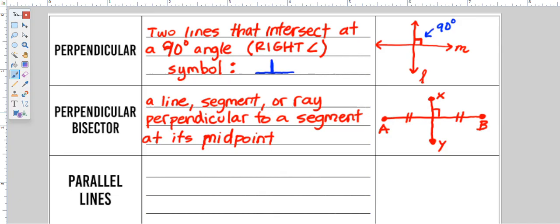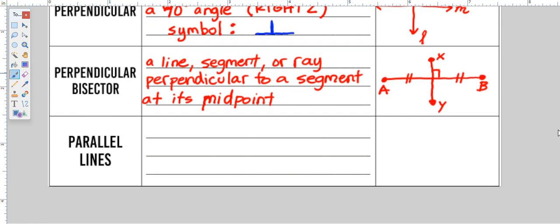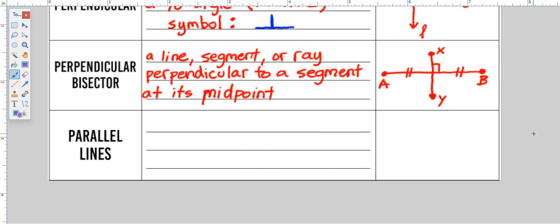Another way, in terms of intersections, is parallel lines. Parallel lines don't intersect, okay? They are two lines that never intersect. No matter how far I go down the line, I will never meet up with another line that is parallel to it. They will never intersect, okay? Two lines that never intersect.